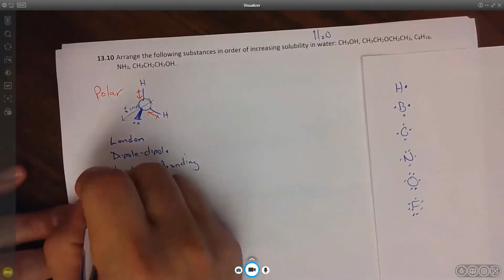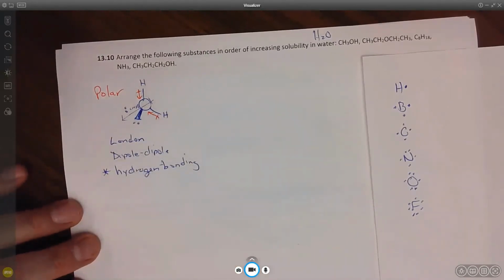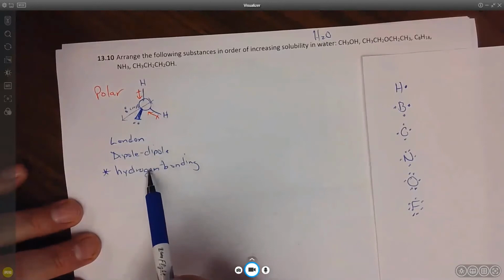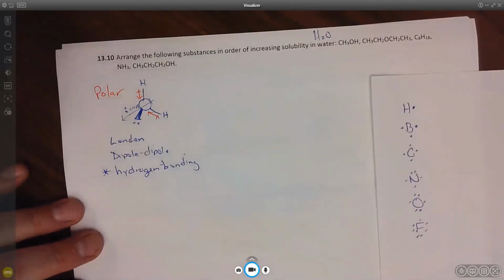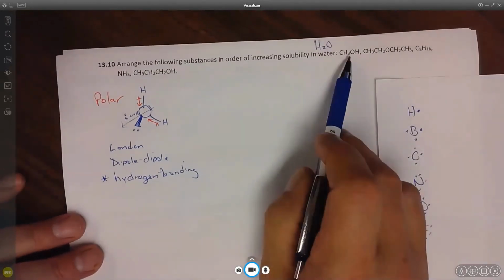And again, this would be the dominant force, although these are additive, okay? So it has all three and they add. Okay, so there's our solvent. Then let's look at the first compound.